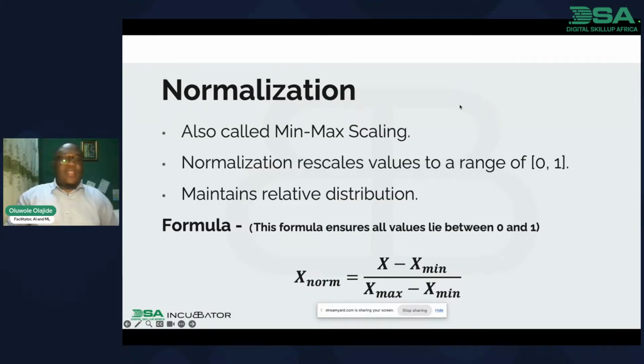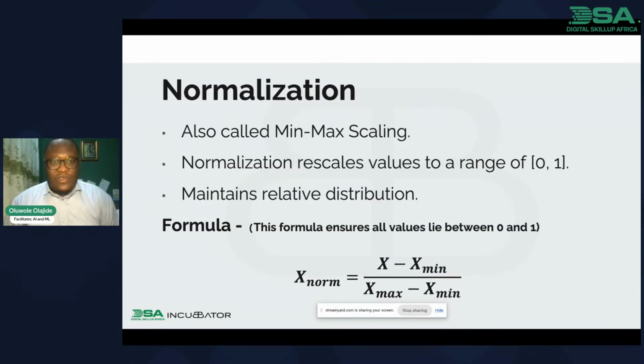Great. So I was saying, normalization is what we call min-max scaling. It rescales your values to the range of 0 and 1. So anything you have below 0 is an outlier and a problem for your data feature, and anything above 1 is also a problem. It's trying to maintain what we call a relative distribution. And you can see the formula here. So your formula says what?